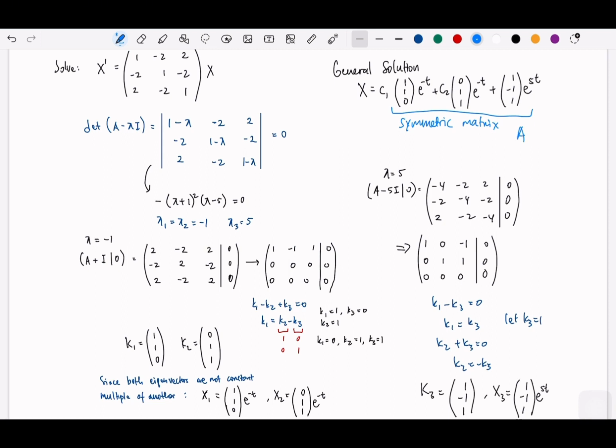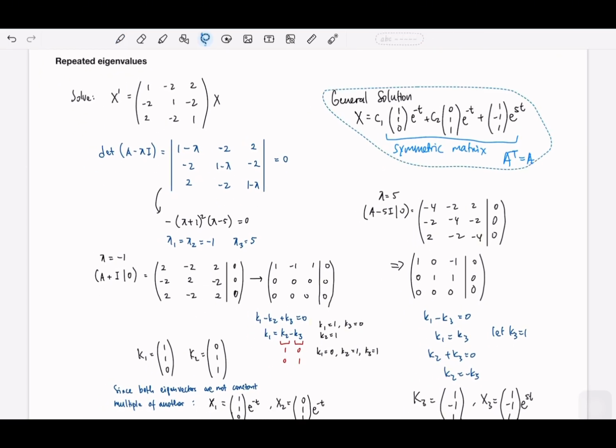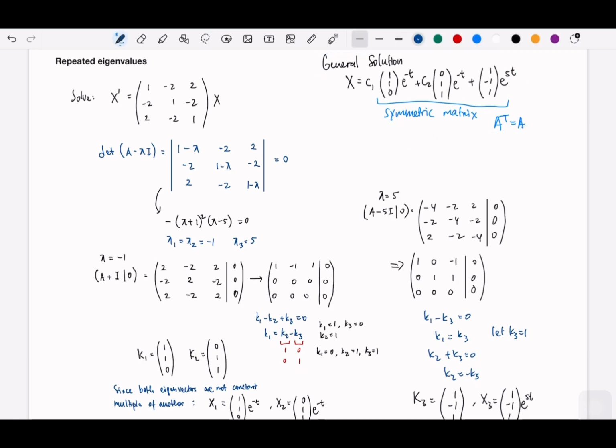So symmetric means that A transpose is equal to A. So if you can prove and find that the system of equations is symmetric, and of course it has the entries, then we can find n linearly independent vectors.